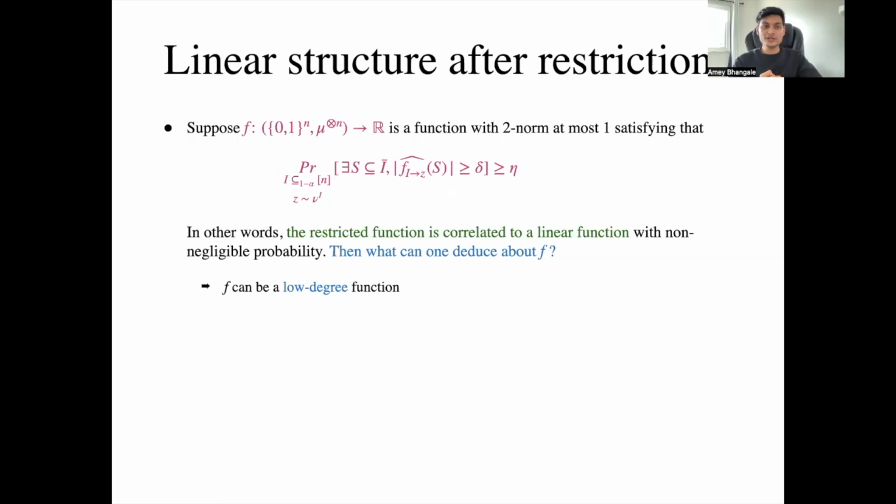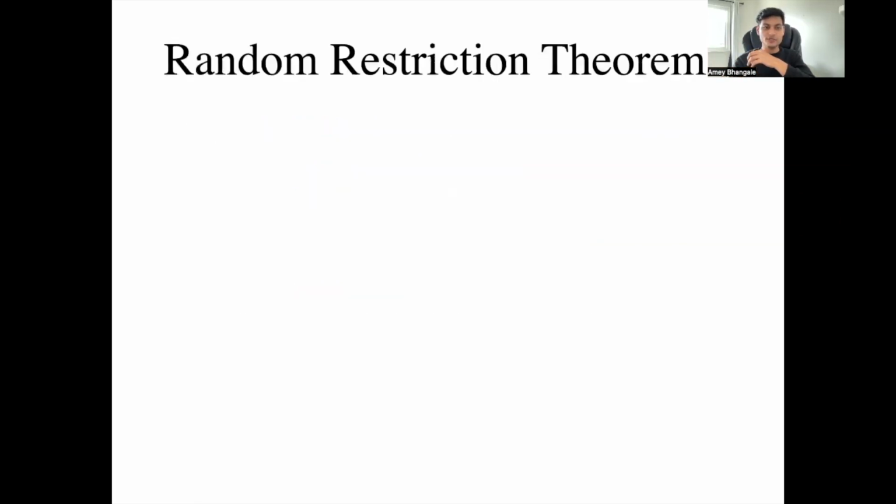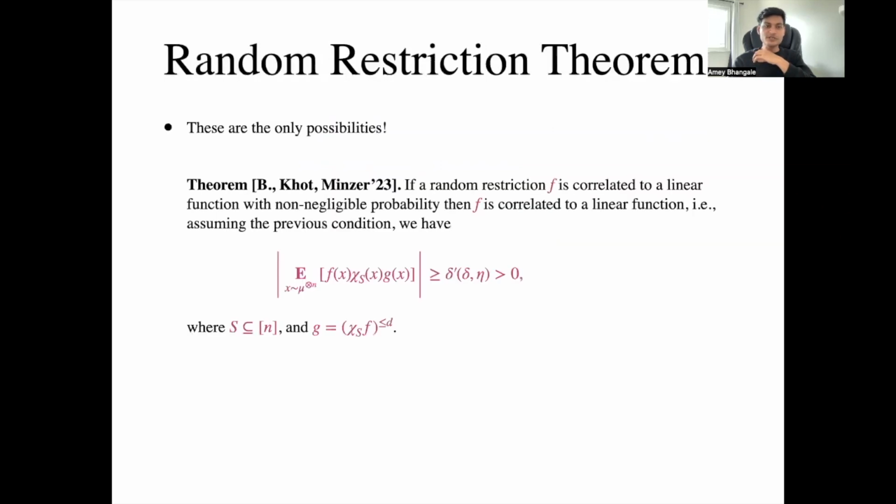So let's look at a few examples. When f is a low degree function, then one can show that if you do a random restriction, then in fact f becomes a constant function, and a constant function is a linear function. So certainly, if the original function is low degree, then it has this property. Another example is, if the original function is a linear function, then after you restrict a few coordinates of a linear function, it still remains linear in the rest of the coordinates. And our main theorem shows that these are really the two possibilities.